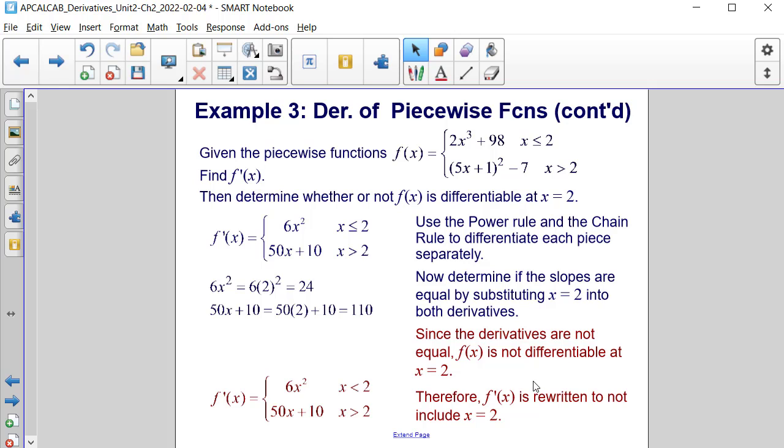Therefore, f prime of x is rewritten to not include that x value of 2. So we write it as f prime of x is equal to 6x squared for x values less than 2. Basically, we remove the equal to part. And then the second section will be 50x plus 10 for x values greater than 2.